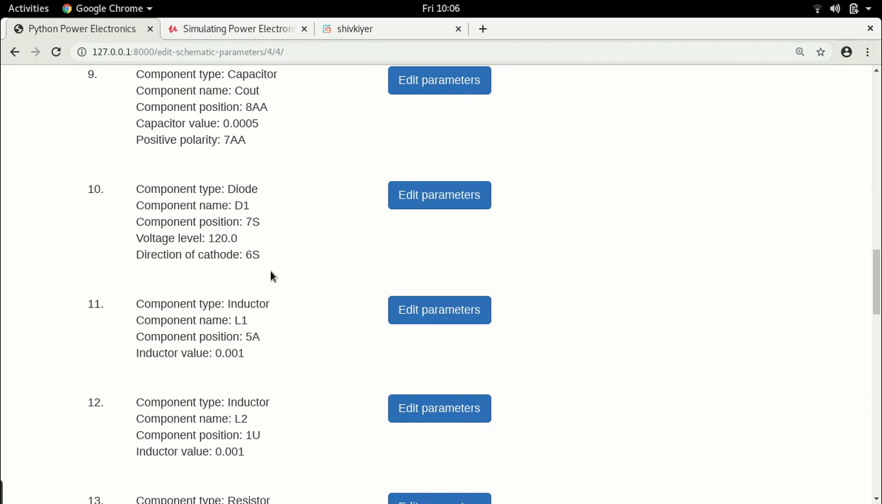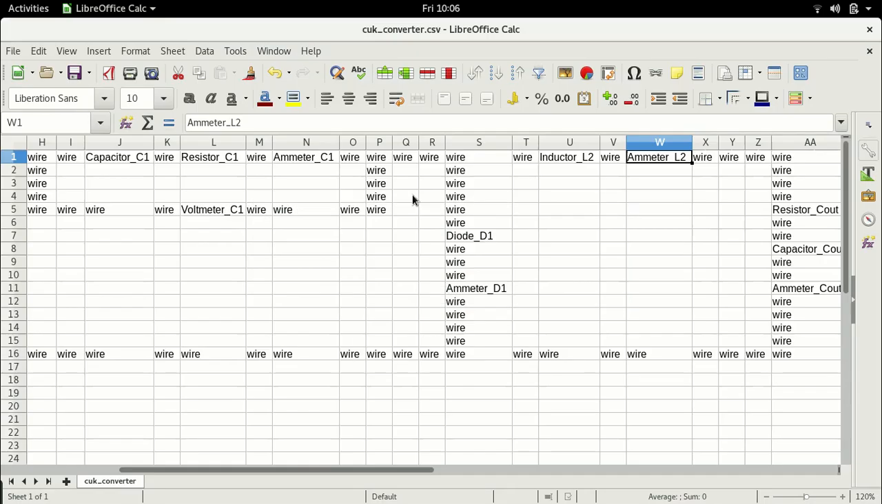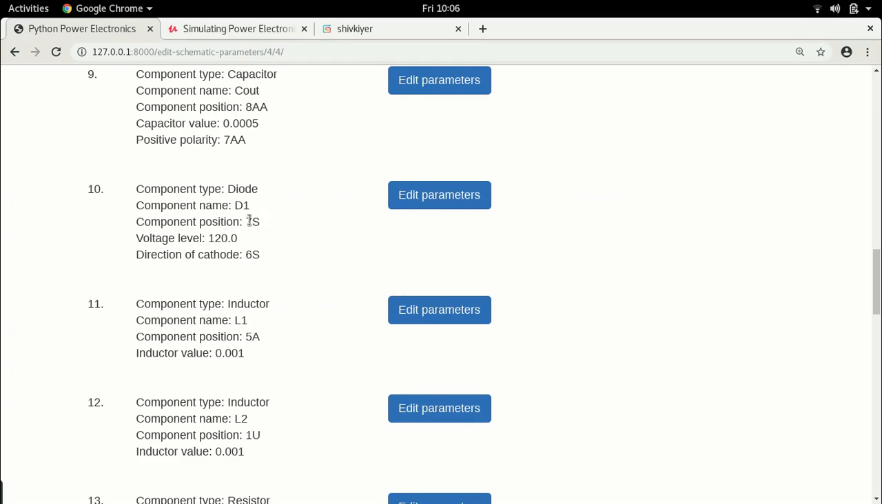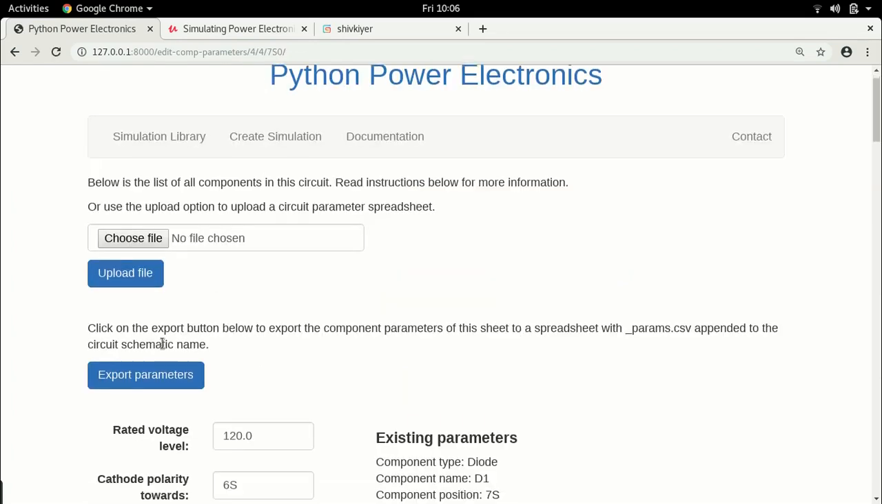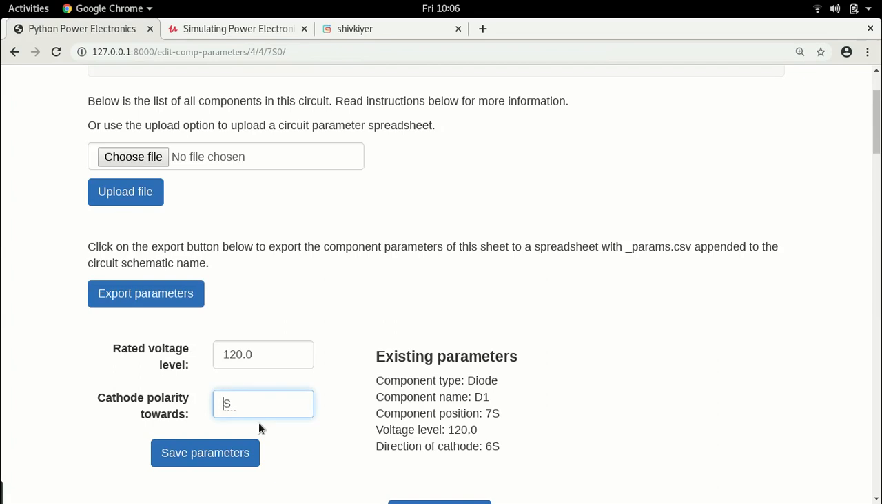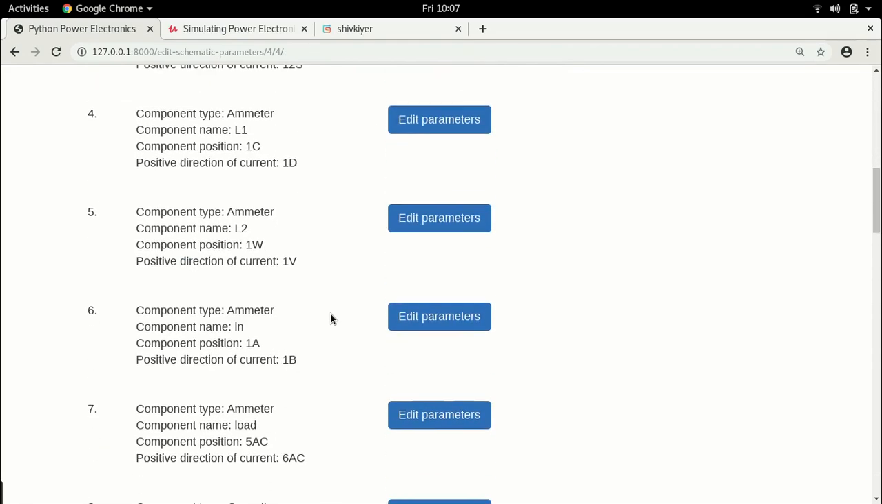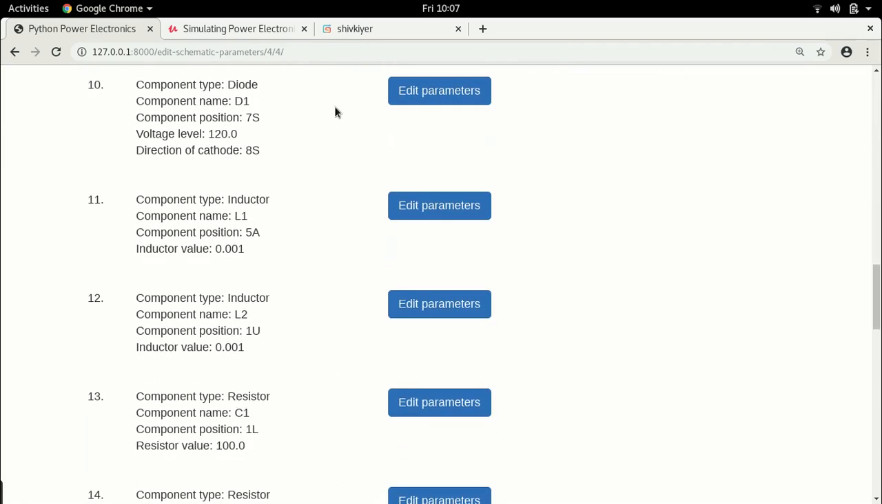The most important thing is the polarity. Now, as I said, the current in this diode, both the capacitor and the inductor are going to push current downwards. So what that means is the cathode has to be below the component. The cathode has to be pointing downwards. So the component position is 7S. The direction of cathode is 6S. This is wrong. We need to reverse it. So let's change this. So this has to be 8S. And this is done.